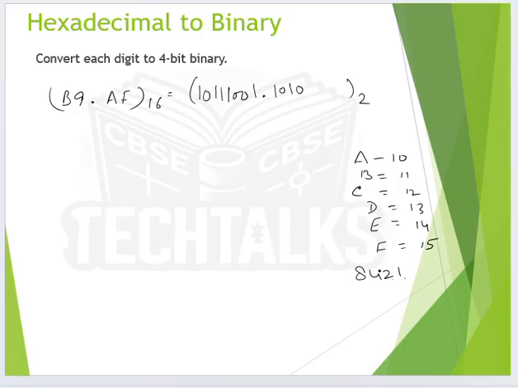F is 15. So 8 plus 4 is 12, 12 plus 2 is 14, plus 1 is 15. So all four will be 1. Is it clear? So we go this way. Let's move to the next slide.